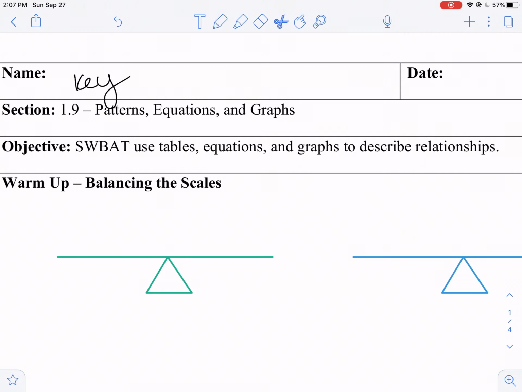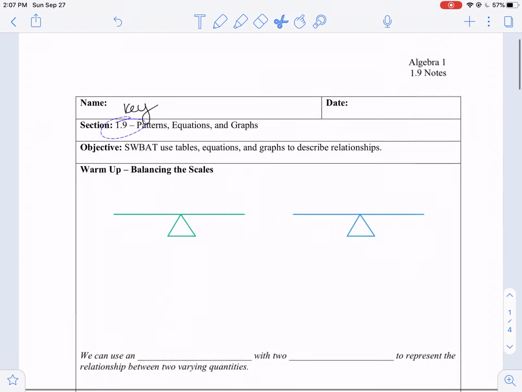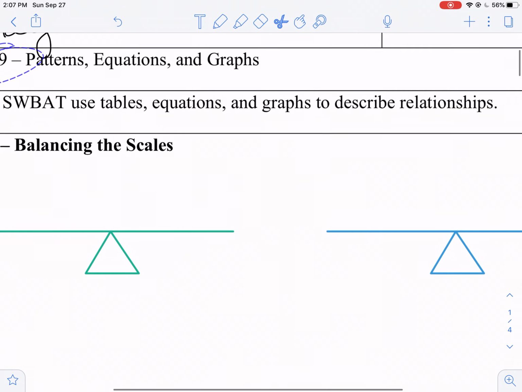Hi guys, welcome to your 1.9 notes on patterns, equations, and graphs. By the end of the day, you will be able to use tables, equations, and graphs to describe relationships.